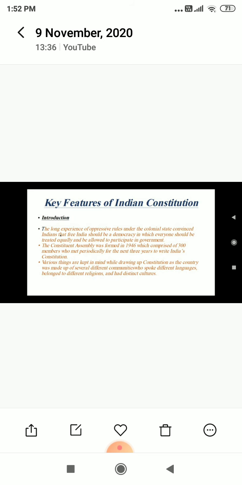Various things were kept in mind while framing the Constitution of India, because India has a diverse culture, different types of people using different languages, people belonging to different religions, and they had distinct cultures also. It means cultural differences also.